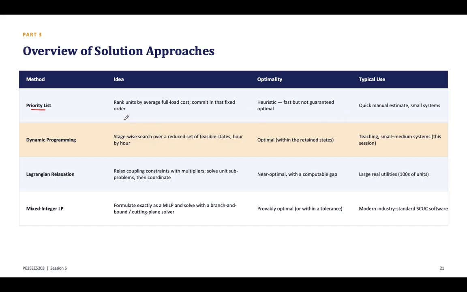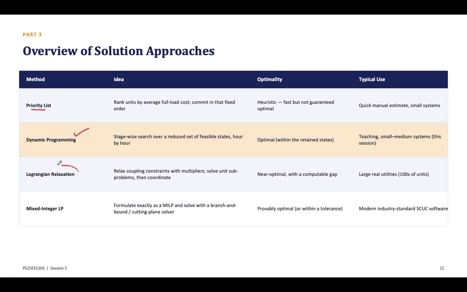Okay. Then we got dynamic programming. It retains multiple feasible states and compares the cost of reaching each state from the previous hour. It can therefore recognize that a state with a slightly higher current cost may create a cheaper future path. Its optimality is exact only within the states and transitions retained by the formulation.